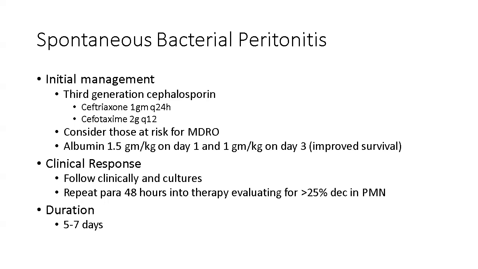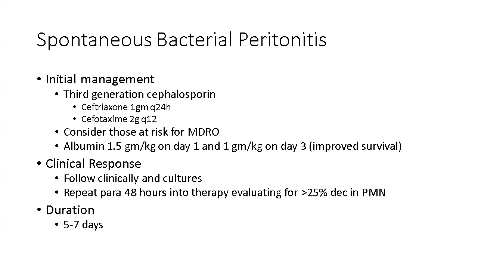So just, in the presence of infection, monitor their renal function really, really closely. This is another indication for albumin. So we give albumin post-paracentesis. You give albumin if they are diagnosed with SBP. And so the dosage is going to be 1.5 grams per kilo on day 1 and 1 gram per kilo on day 3. And that's associated with improved survival.